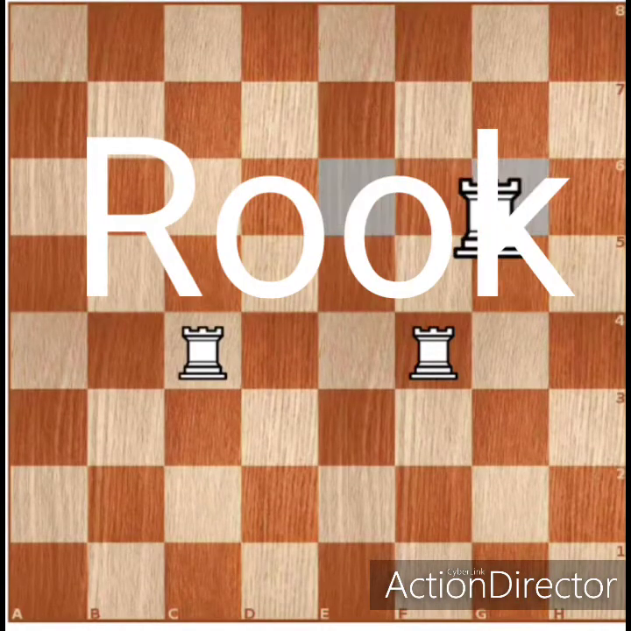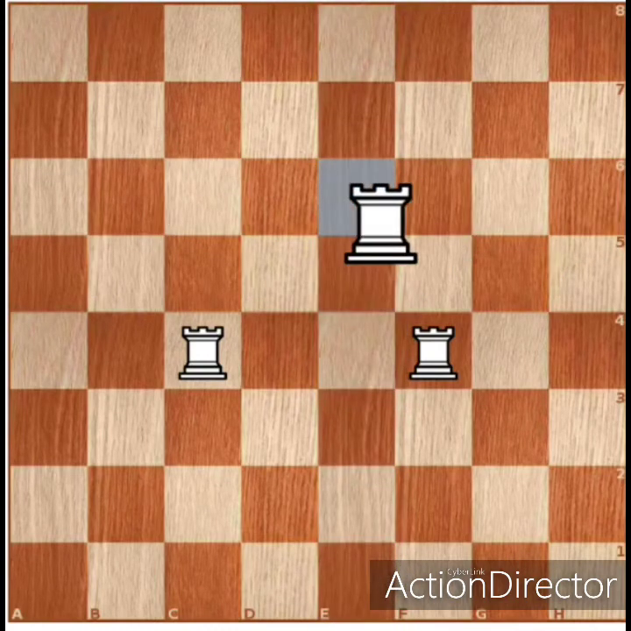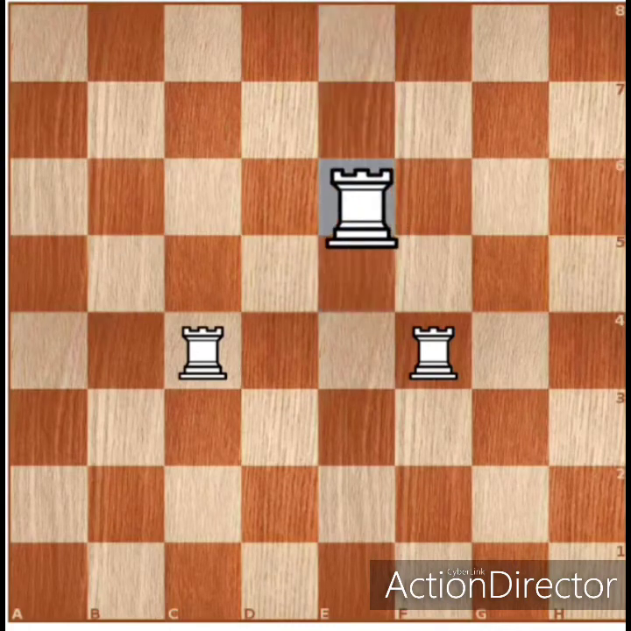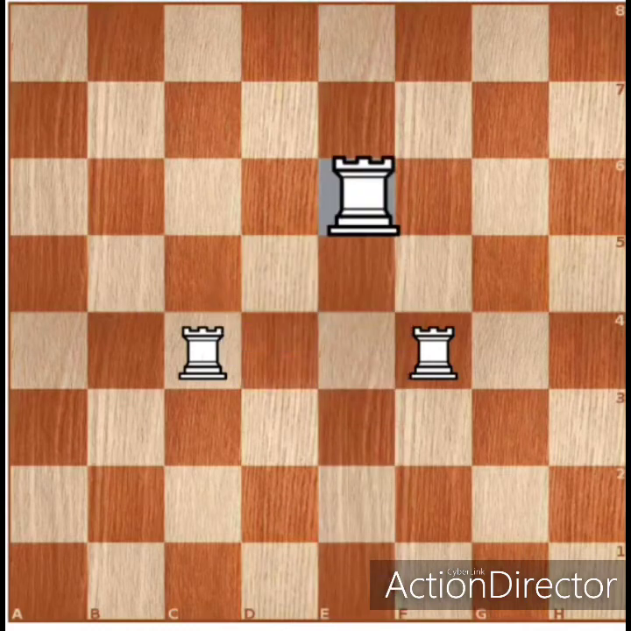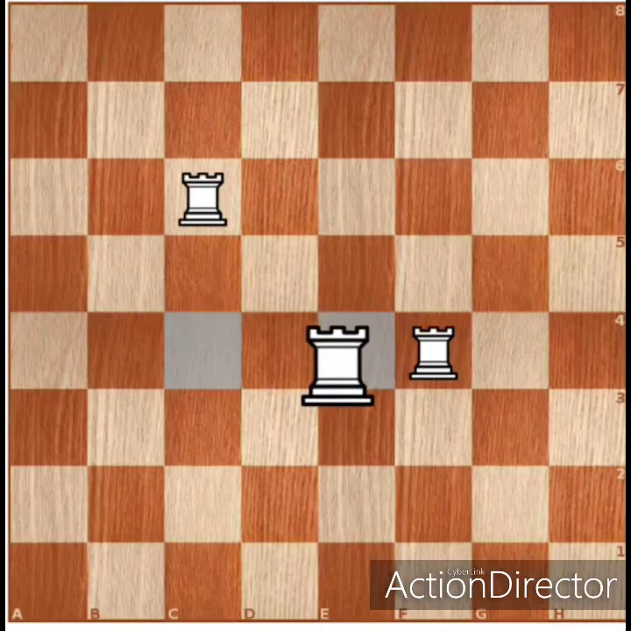The rook goes along the file and the rank, straight away. It can move vertically and horizontally, in straight lines. It cannot go diagonally. It only moves straight, only straight.